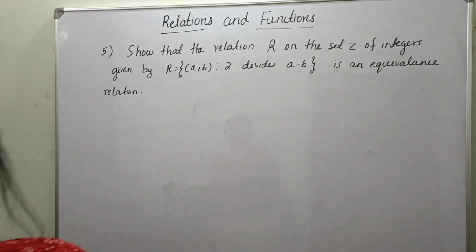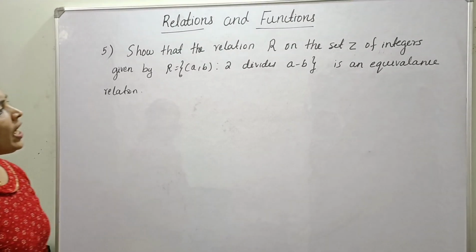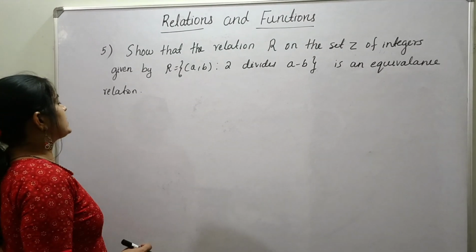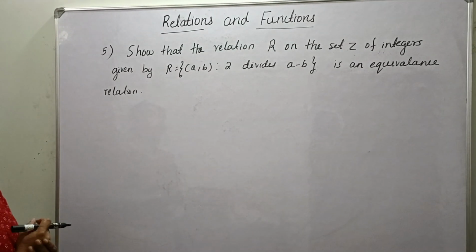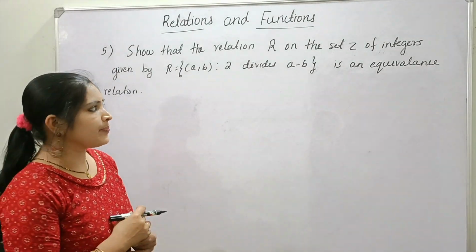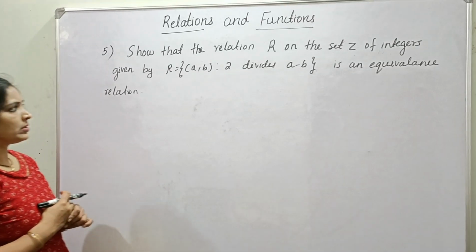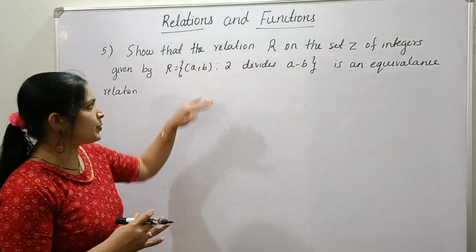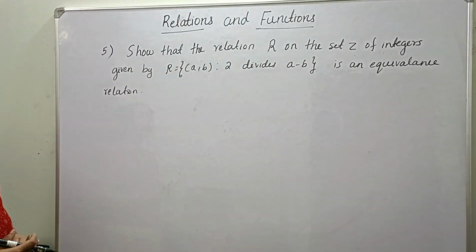Let us go through the next question. Show that the relation R on the set Z of integers given by R is equal to the set of ordered pairs AB such that 2 divides A minus B is an equivalence relation. Given condition is 2 divides A minus B. It is the defined relation.